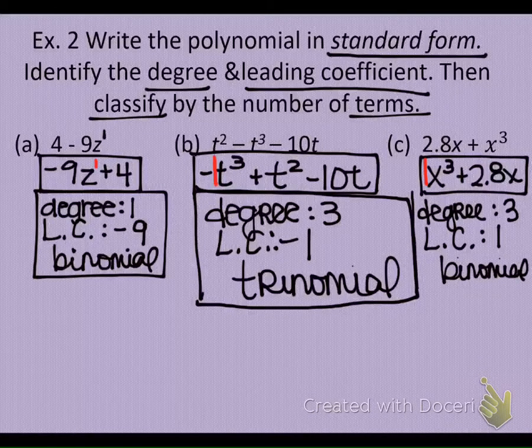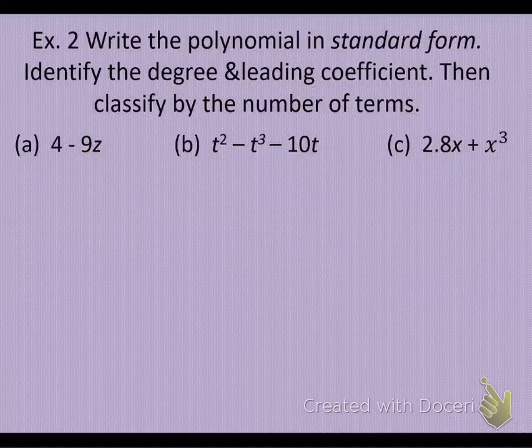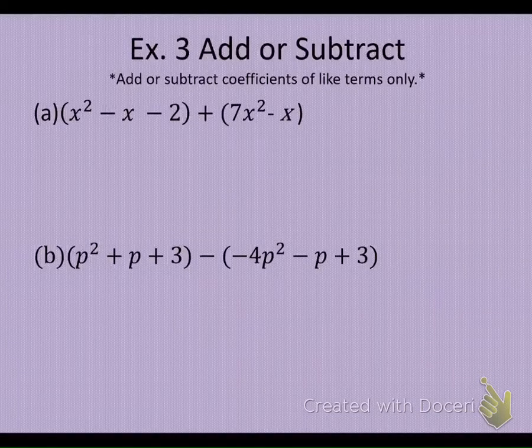All right. Now again, finding these answers is quick and simple if you know what you're looking for, if you know the definitions of these words. So make sure you spend some time memorizing and learning those definitions. Now, if we move on to example 3, this is where we get into adding and subtracting. You'll notice the fine print that you wrote down. You want to make sure, highlight it for me, okay? To add or subtract polynomials, you add or subtract the coefficients of like terms only.